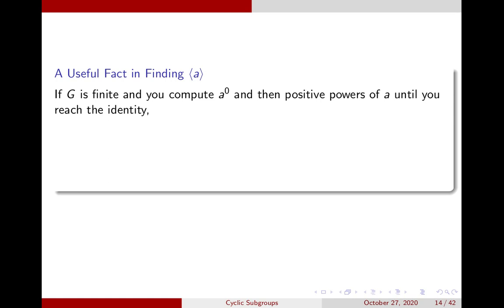And now here's a pretty useful fact for actually listing the elements of the cyclic subgroup generated by a in some special cases. So if you have a finite group G, so we're starting out with a finite group like U sub 7, and if you compute a to the 0, which is the identity, and then the positive powers of a until you reach the identity again, so you would be doing something like this.